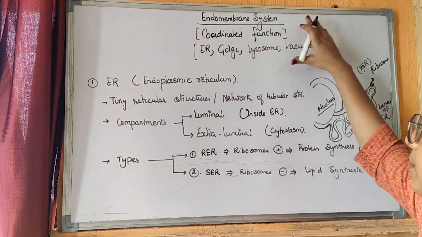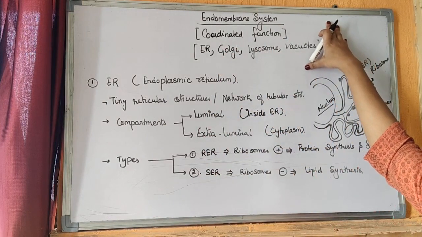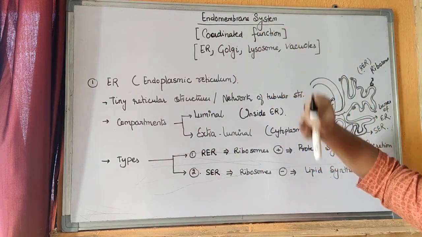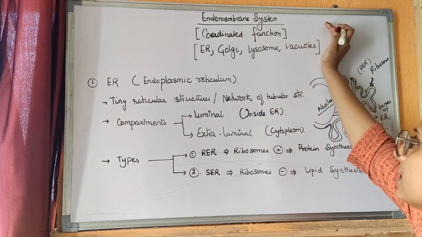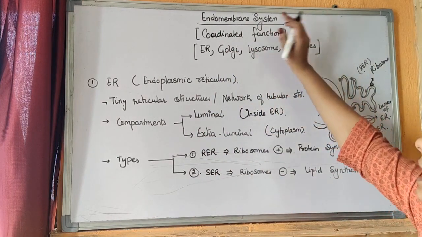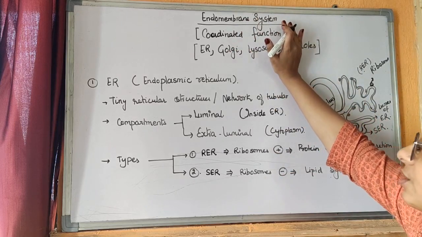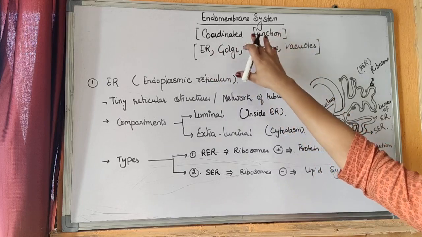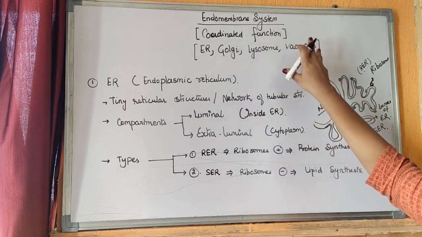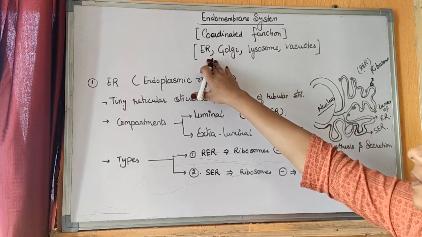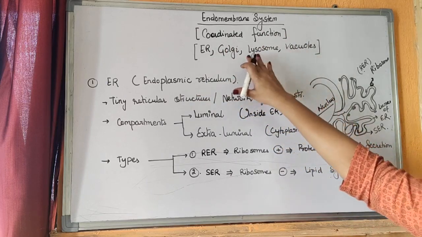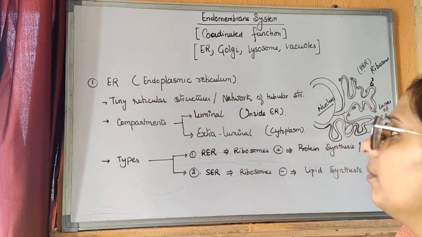Now we will study an important system present in a cell that is called the endomembrane system. This endomembrane system is present in a cell and includes the membranous structures present inside it. These membranous structures work in a coordinated order and include endoplasmic reticulum, Golgi apparatus, lysosomes and vacuoles. First we will study the endoplasmic reticulum.